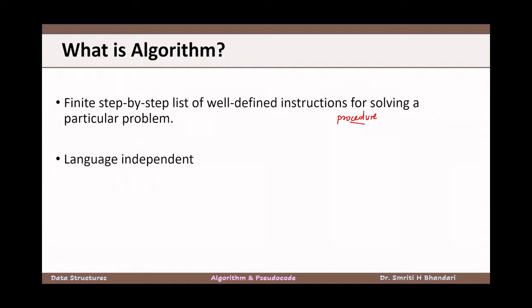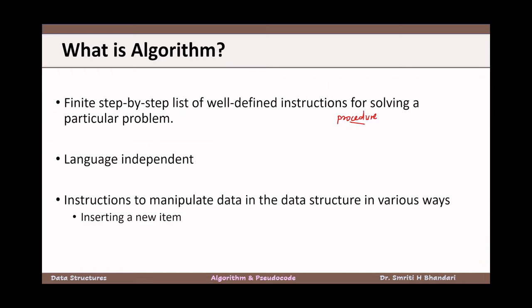For example, in view of data structures, if we would like to write the algorithms for various operations to be performed on data in a data structure, then we can list a few of the operations as inserting a new item, searching for a particular item, or sorting the items. These are the operations that we are going to perform on a data structure.